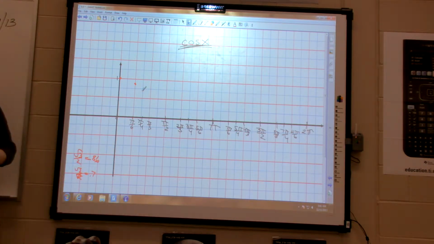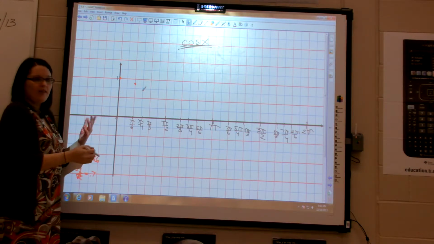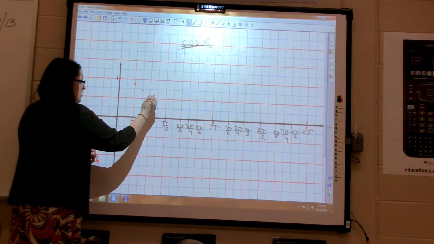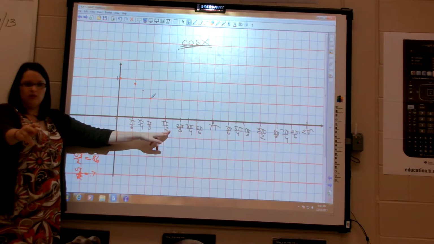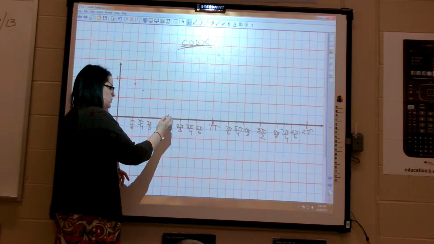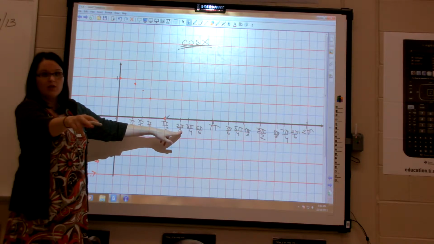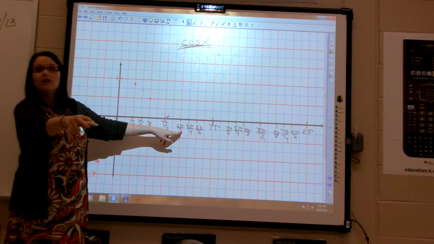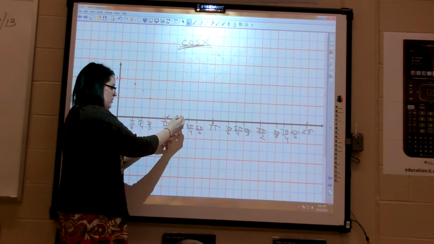Pi over 3, what is cosine? 1 half. You don't need a calculator for that one, that's 0.5. Pi over 2, what is cosine? 0. At 2 pi over 3, what is cosine? Negative 1 half, correct? I'm going to go negative a half.